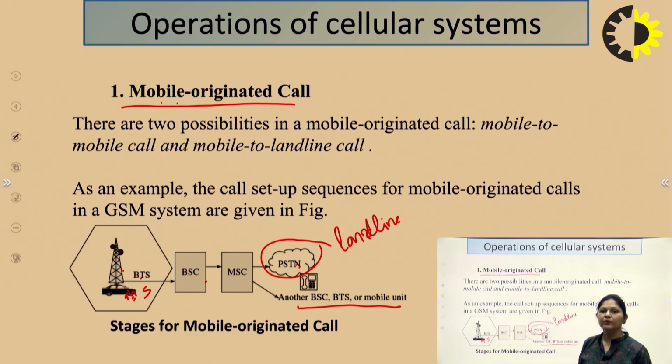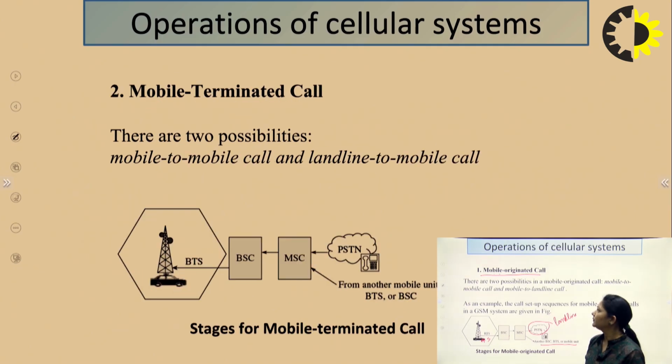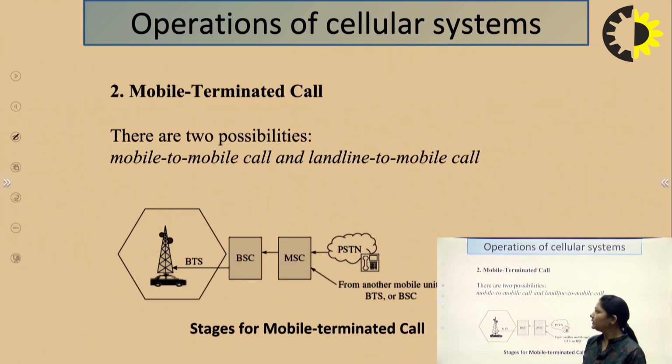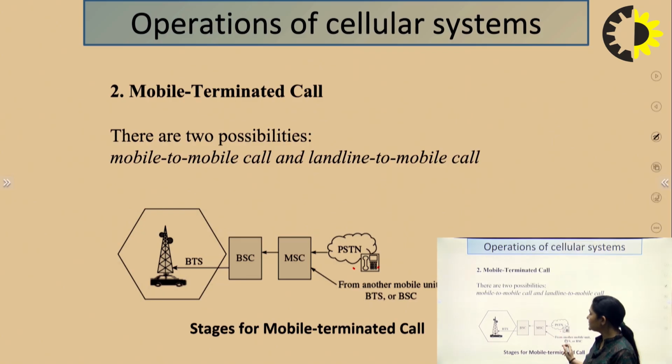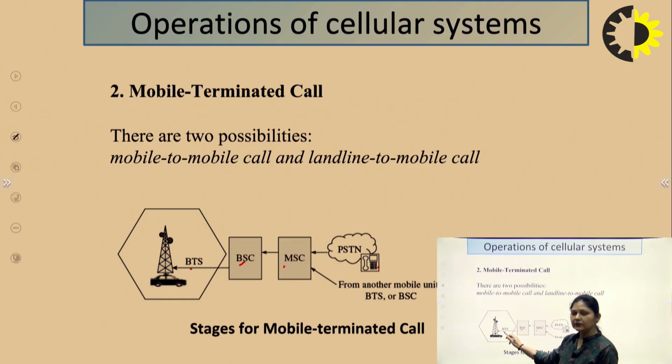public switched telephone network. As an example, this is the call setup sequence for a mobile originated call in a GSM system, when there is a call originated from the mobile. Now, when there is a mobile terminated call, you can see here, we are having PSTN, or it can be BTS or BSC. The call is being terminated at the mobile station. That's why there will be a call coming from here. It will go to the MSC, then to the BSC and to the BTS, then to the mobile station. So this is a mobile terminated call.